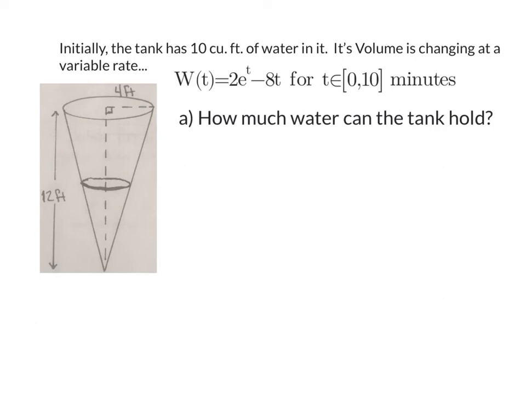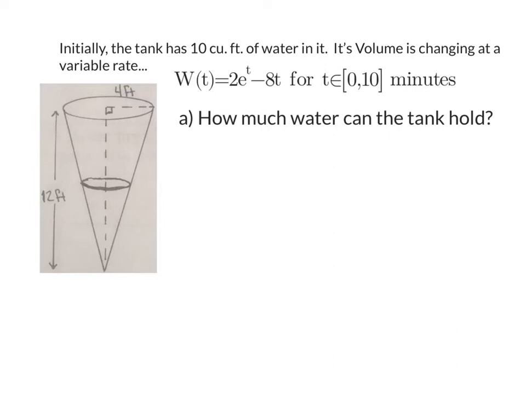All right, initially this tank has 10 cubic feet of water in it, and its volume is changing at a variable rate, given by this function W of t equals 2e to the t minus 8t, for t being between 0 and 10 minutes. First of all, how much water can the tank hold?